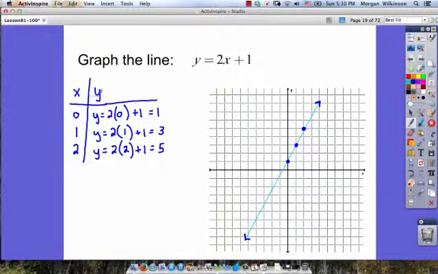In order to graph, remember, make a table of x and y values, plot your coordinate pairs, make a nice straight line, and put arrowheads on it because it's a line and not a segment.